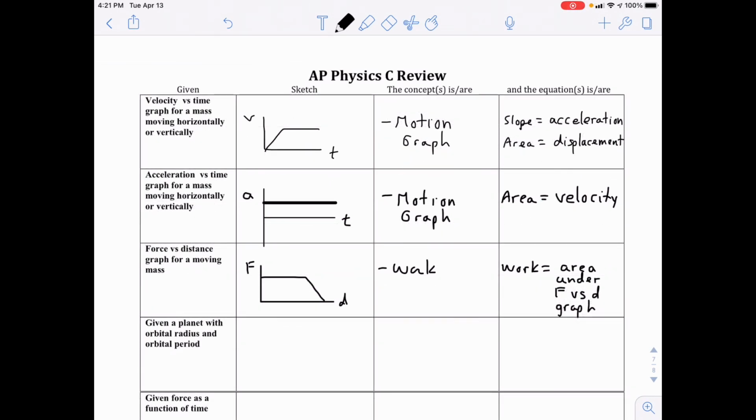The following concepts are add-on or additional concepts that differentiate the AP Physics C course from the AP Physics 1 course. Let's take a look at what some of these concepts would be and how we recognize them. Let's take a look at the scenario where we might be given a planet with an orbital radius or orbital period.